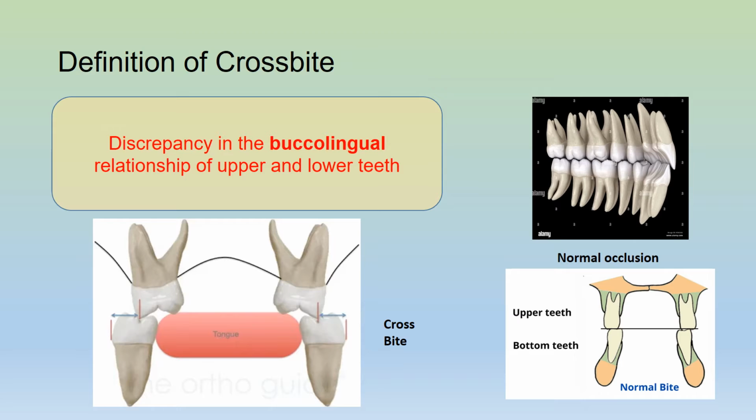Now, what is a crossbite? A crossbite is basically a discrepancy in the buccolingual relationship of the upper and lower teeth. As we know, in normal occlusion the upper teeth slightly overlap the lower teeth buccally. Here you can see in this diagram, in the posterior segments, the upper teeth are slightly placed buccal to the lower posterior teeth.